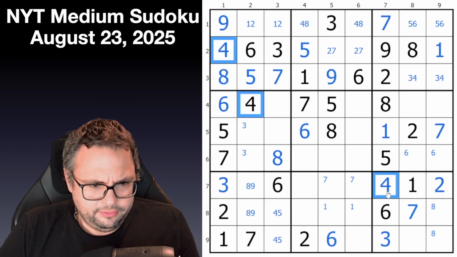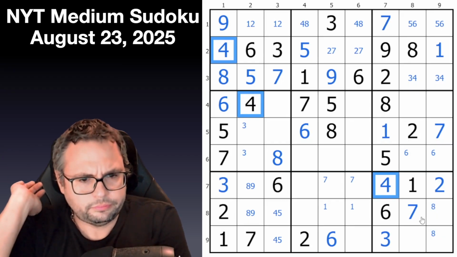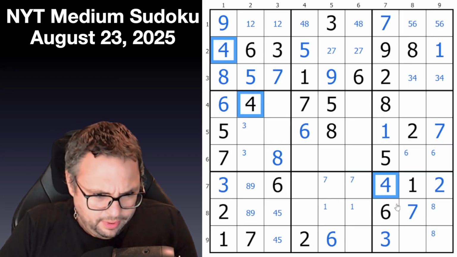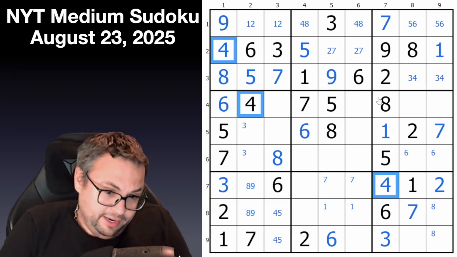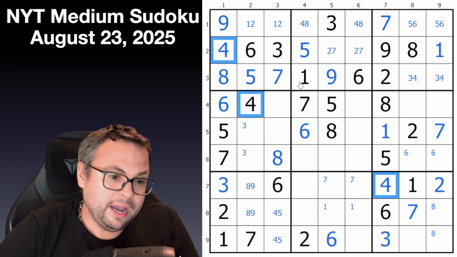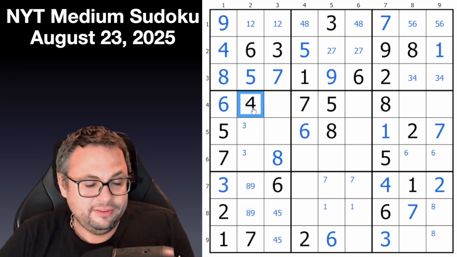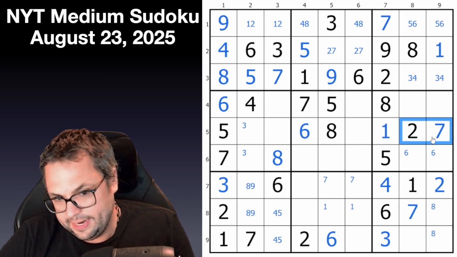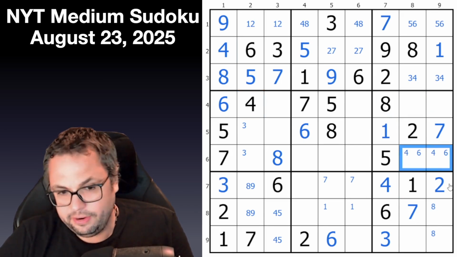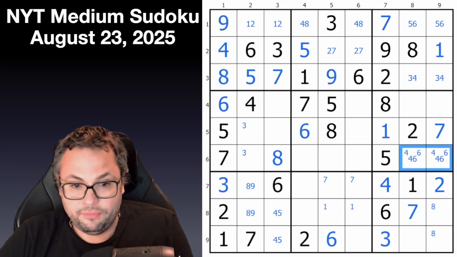Let's see. Okay, so now I'm going to be more opportunistic, and I'm going to say I just placed a 4 and a 3. What can I do with that? And so I see this 4 now is looking into this box, placing a 4 here, which means these have become a 4-6 pair.